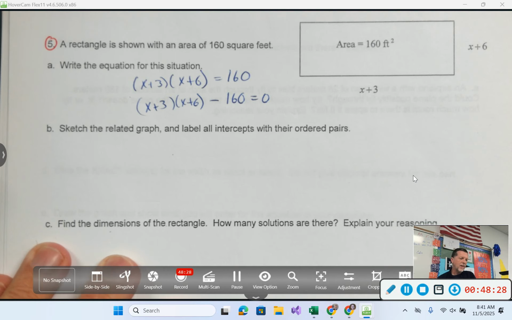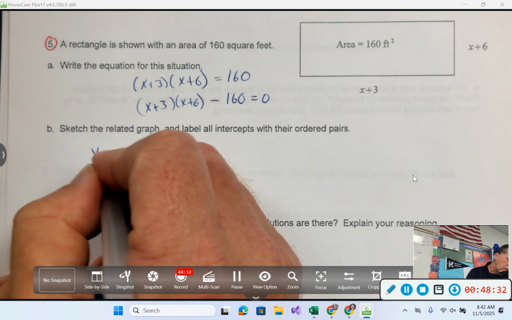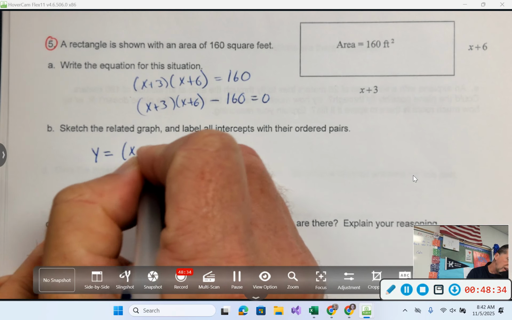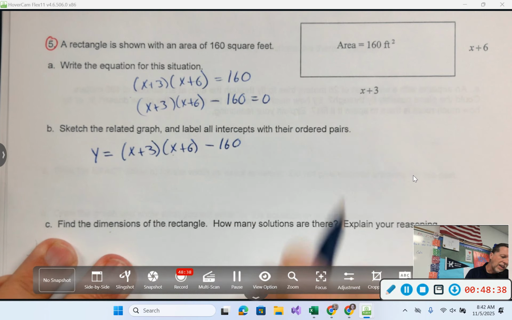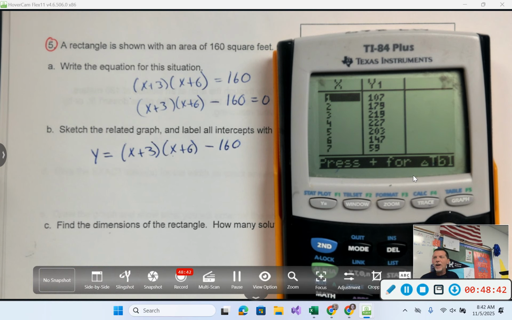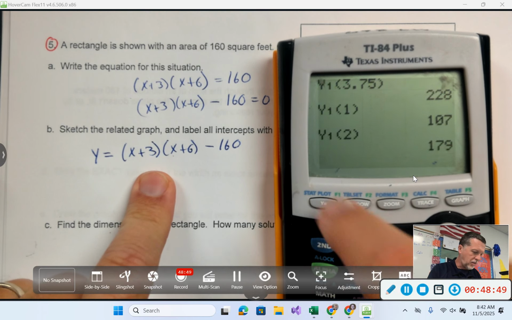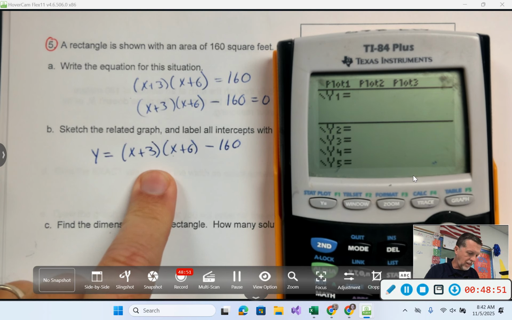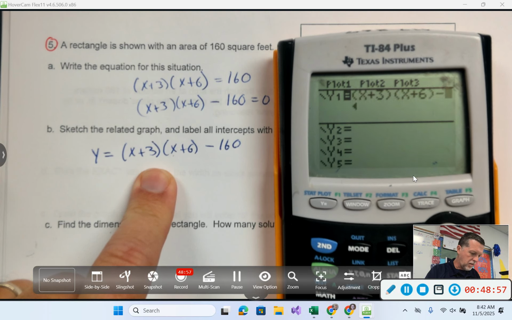Sketch the related graph. Label all the intercepts and their ordered pairs. So the related graph would be, just sketch y equals that thing. And again, if you want to multiply it out, you can. But you're going to the calculator, so why bother? Why risk messing something up? Why not just put it in like it looks? x plus 3 times x plus 6 minus 160.